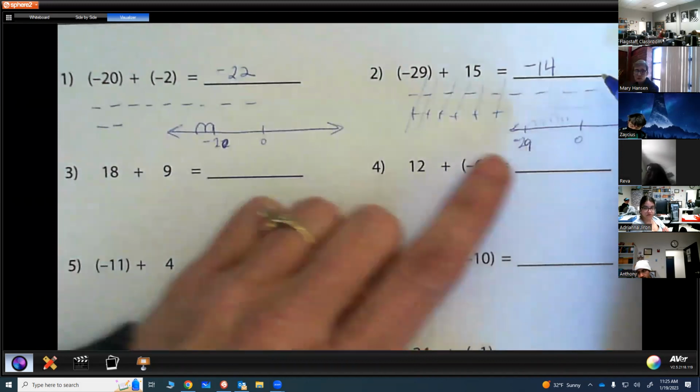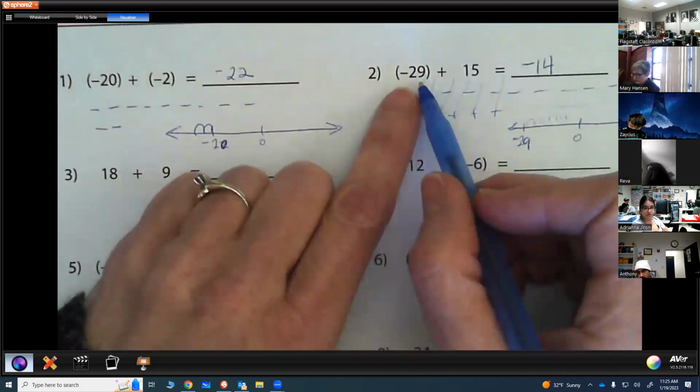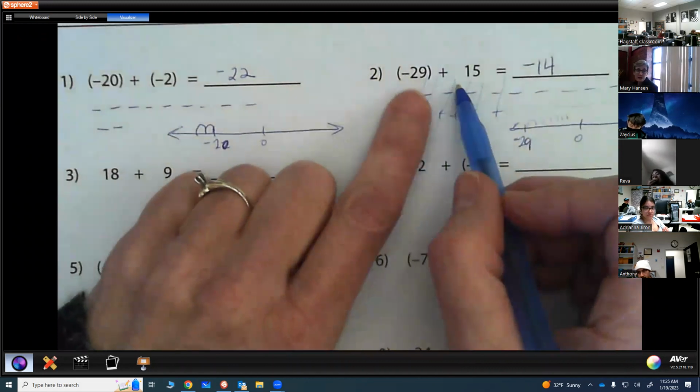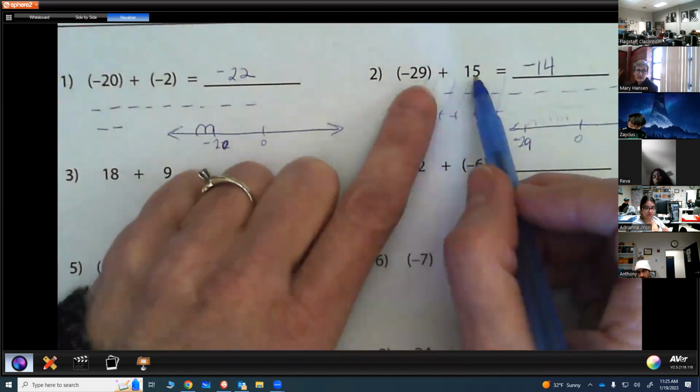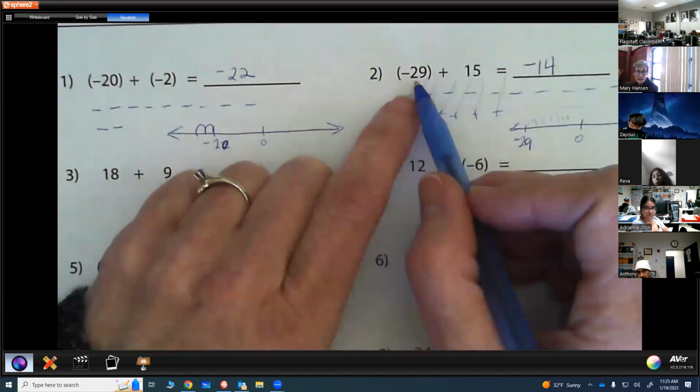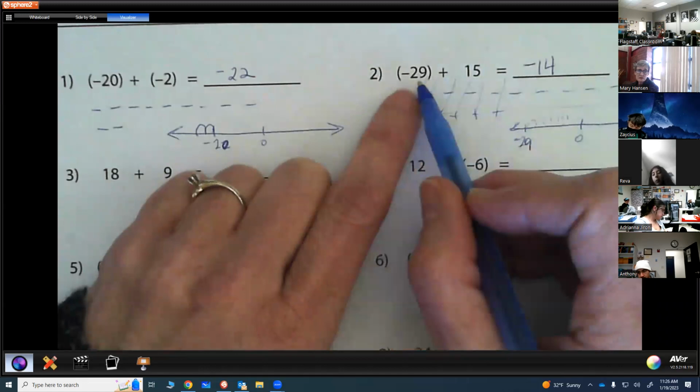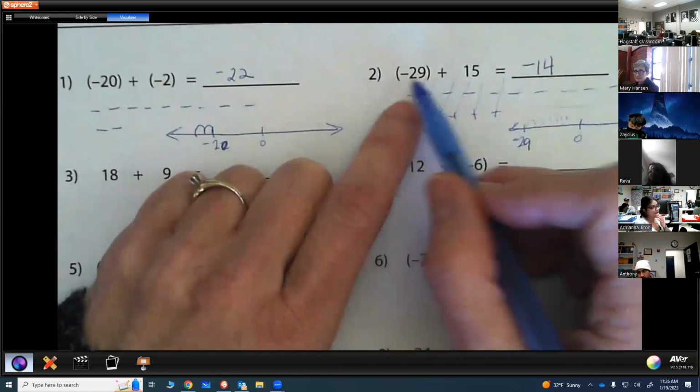Or if you use the rule, the signs are different, so we subtract the values and take the sign of the larger. 29 minus 15 is 14. 29 is the larger value, so I keep the negative sign.